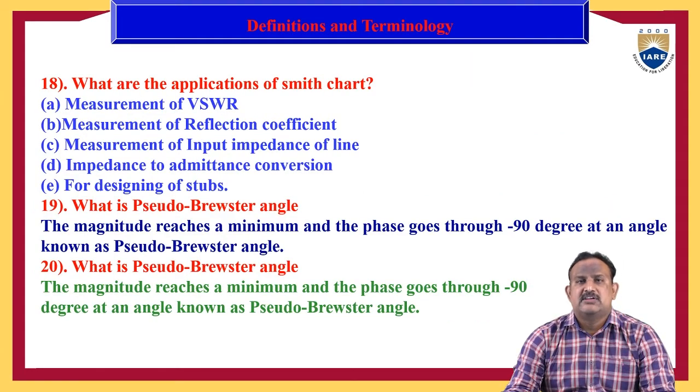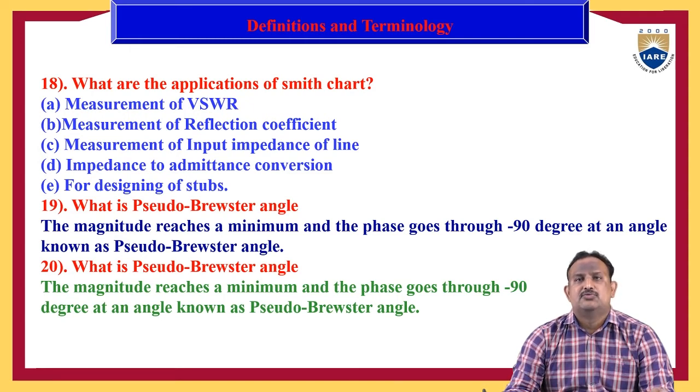What are the applications of a Smith chart? The Smith chart is used to measure the voltage standing wave ratio. It is used to measure the reflection coefficient. It is used to measure the input impedance of a transmission line. It is used for admittance conversion. It is used for designing single stub or double stub matching. So these are the applications of a Smith chart.